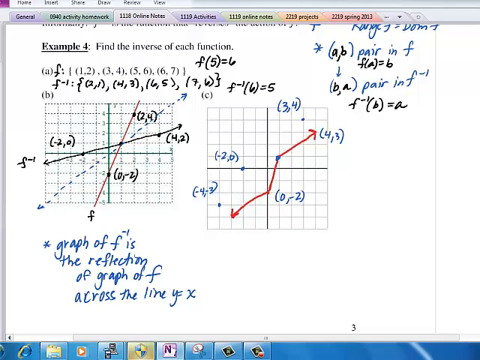So if we can connect these, and again we could draw in the line y equals x, and we could see the symmetry across that line. So the blue graph is f inverse, and the red graph is f.